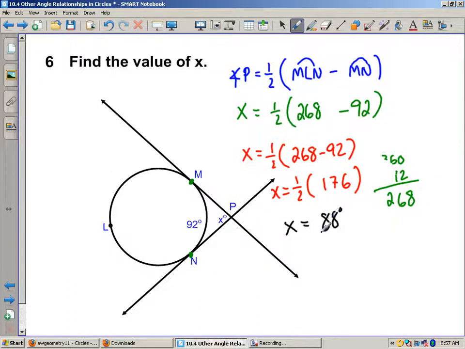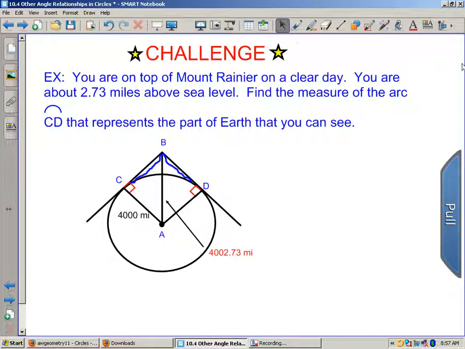And now we have this challenge problem, and it says you are on top of Mount Rainier on a clear day. You are about 2.73 miles above sea level. So you're up here at point B. Find the measure of the arc CD that represents the part of Earth that you can see.